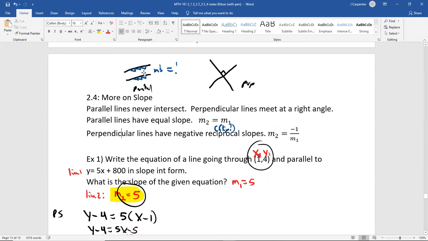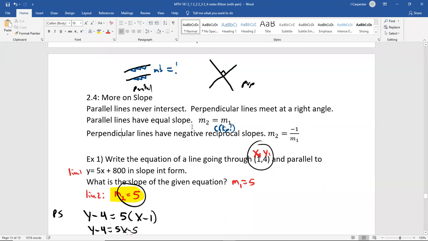Then we said that based on these two lines, based on some math, the first one's pretty obvious, the slopes have to be the same. Parallel lines, slopes have to be the same. But for perpendicular lines, they have to be what we call negative reciprocals, which means you change the sign and you flip it. Not just flip it, you change the sign and flip it.